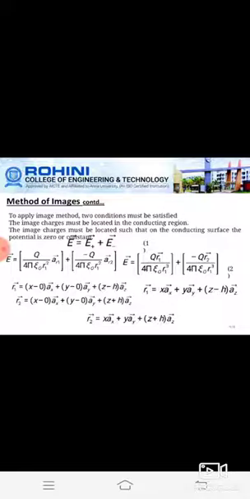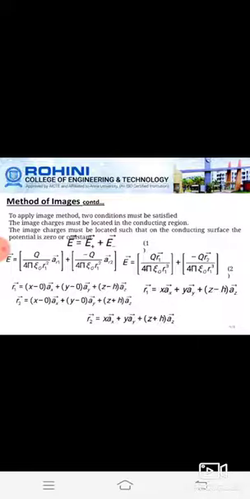The charges can be a point charge, line charge or volume charge. Here we are considering the method of images for a point charge. We are considering a perfect conducting plane present in the xy plane, as we have seen in the diagram. The point charge q is located at z equal to h, above the plane.